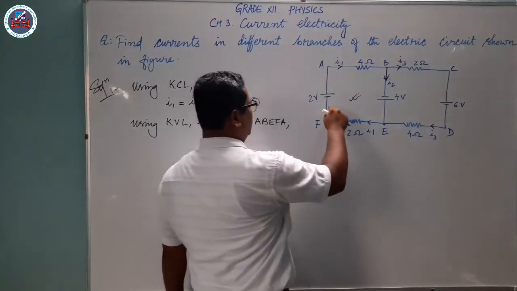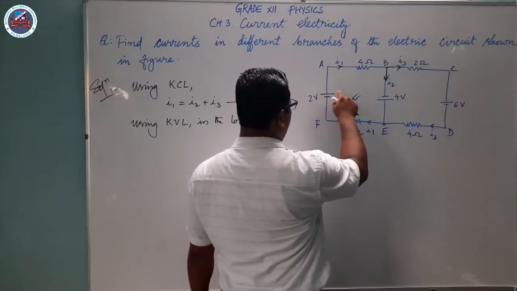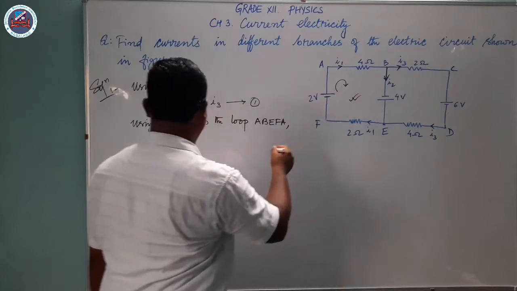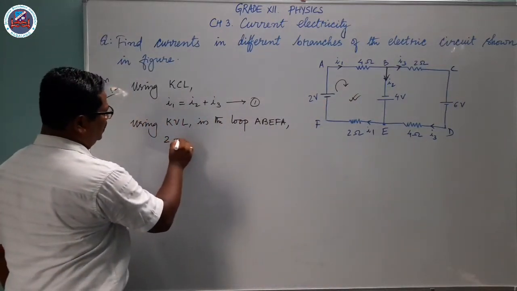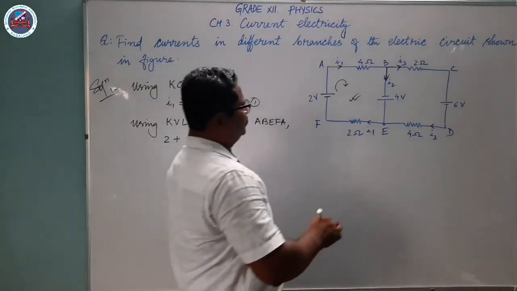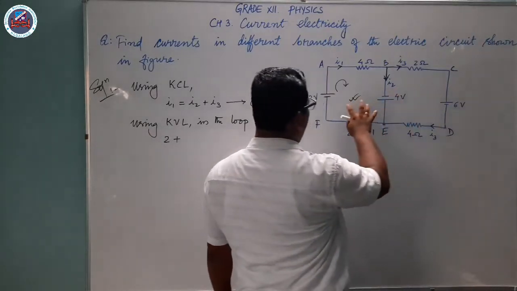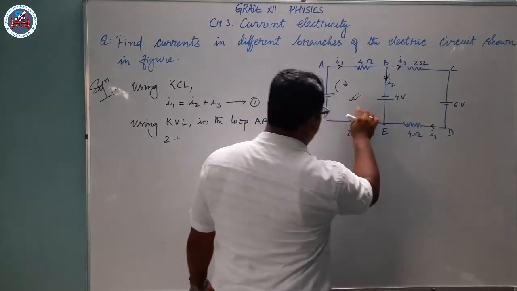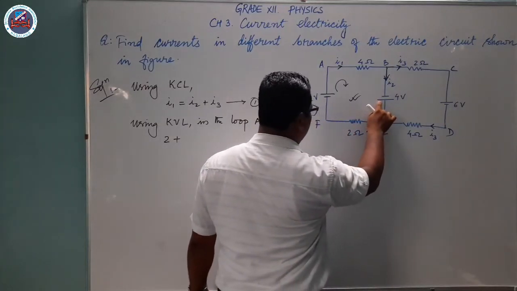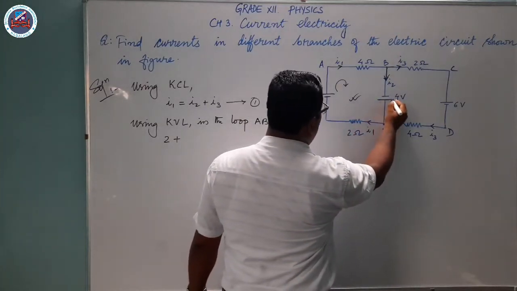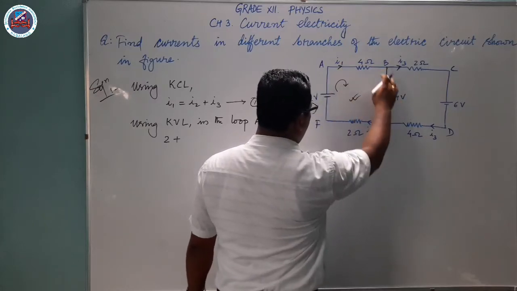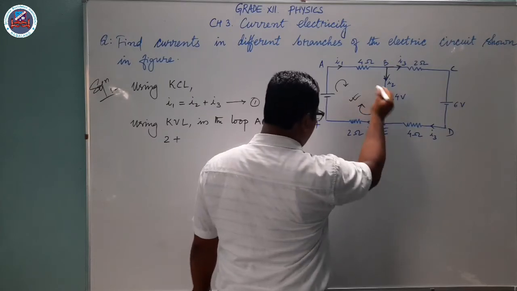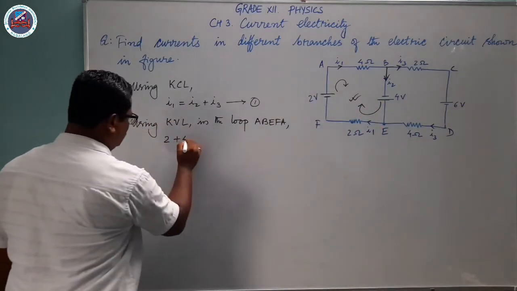How to do? This is the first EMF. Positive terminal is on the top. That means it is flowing this way. This is clockwise. Clockwise we take it as positive. So I write plus 2. Forget about the second loop, think in the first loop. And then this second cell, positive terminal is down. Then this is the loop. The current flows from the positive side this way. So this is also clockwise, so we'll take it as positive.